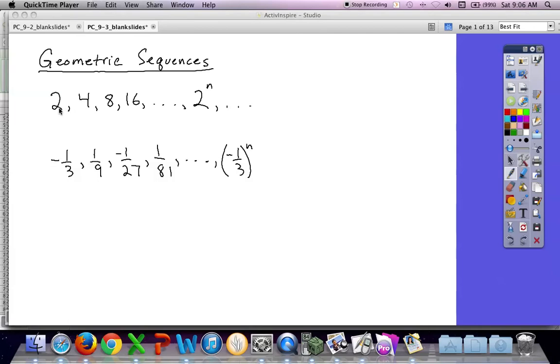In this case, you could see that 2, 4, 8, 16, it looks like you keep multiplying by 2 to get the next term in the sequence. I could predict that the fifth term in the sequence will be 16 times 2, 32. When you divide successive terms and you always get the same thing, that is called a common ratio, which we use the lowercase letter r to represent.